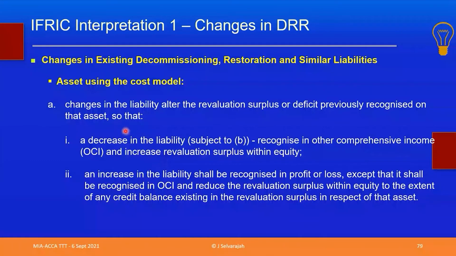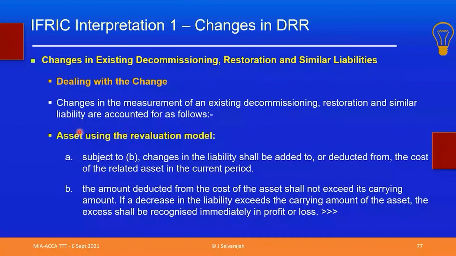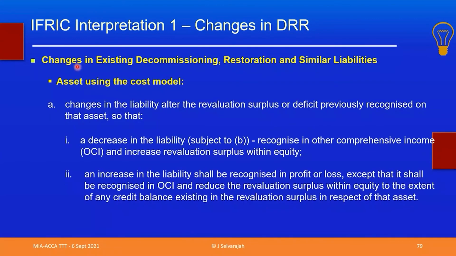So, I think I made a mistake on this one, sorry. This one should be the cost method, and this one should be the revaluation model, because you can see that changes are a deduction from the cost. And everything is about the cost of the asset. Sorry, my mistake. When I was writing this, I mistook it. So it should be the cost model, and this is the revaluation model, the heading is reversed only.